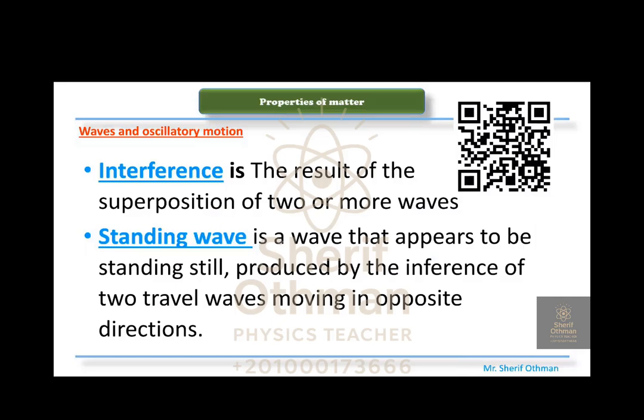Interference is the result of the superposition of two or more waves. A standing wave is a wave that appears to be standing still, produced by the interference of two transverse waves moving in opposite directions. In this case, the wave appears to be stopping, not moving.